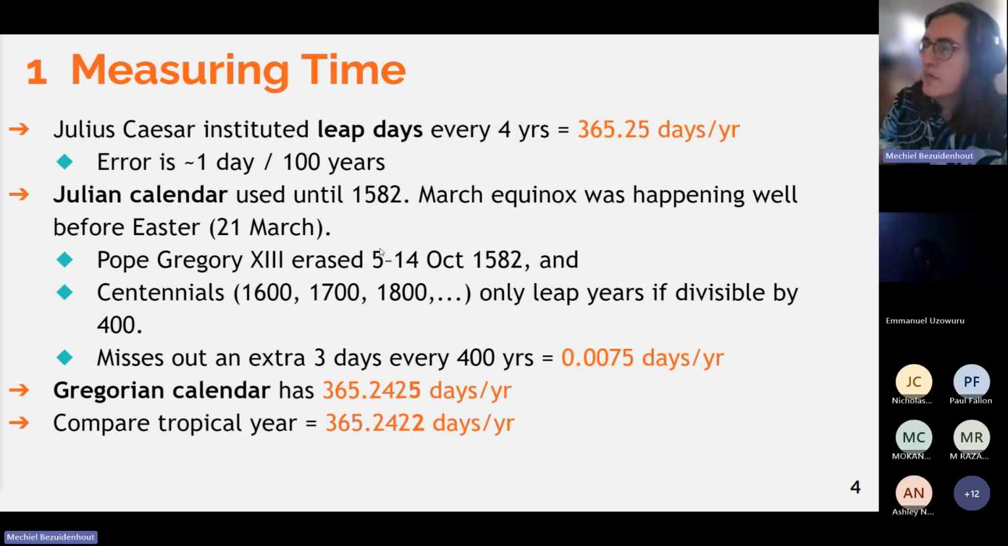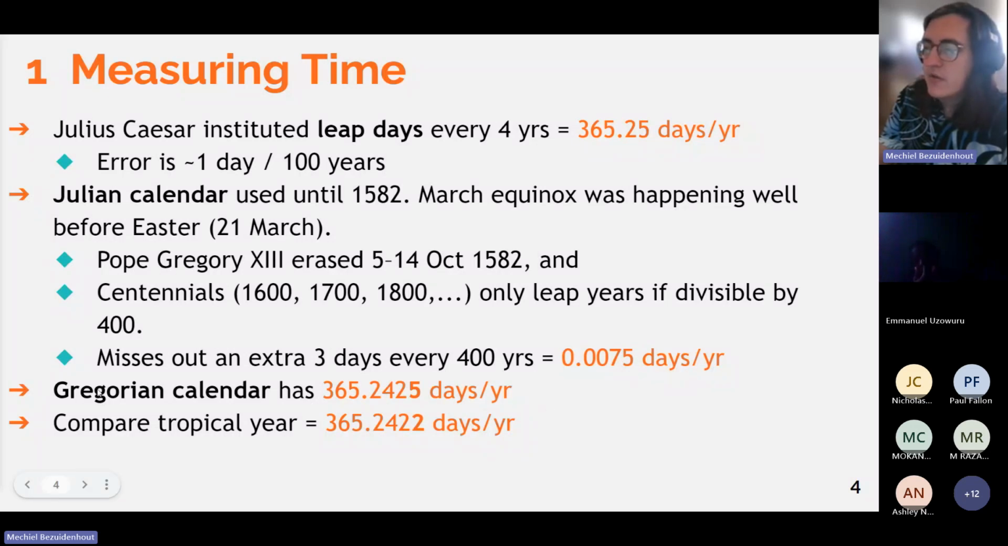And so they caught up with the equinox, and then also declared that the centennials, meaning the years ending in 00, 1600, 1700, 1800, are only leap years if they are divisible by 400. So that's why the year 2000 was a leap year, but 1900 was not a leap year. So doing that means that you miss out on an extra 3 days every 400 years, which would have been leap days. So it's 0.0075 days a year less.